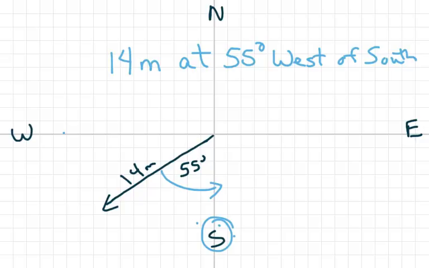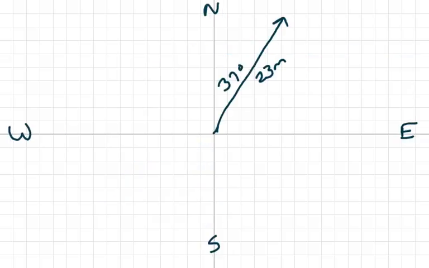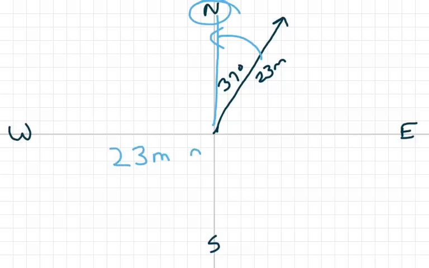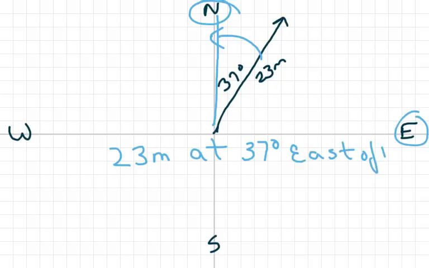And one more. It's getting easier, right? Okay, so here's where our angle is. Our main pole here is the north. So our magnitude is 23 meters at 37 degrees. It's touching the north, but it's east of north. So it's east of north.